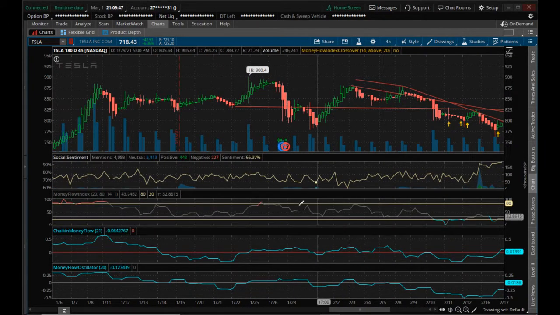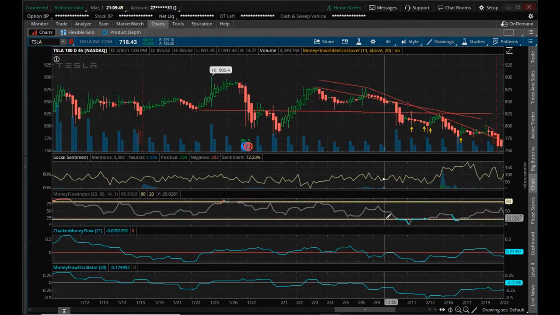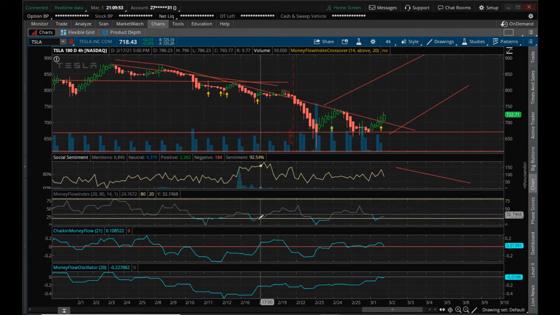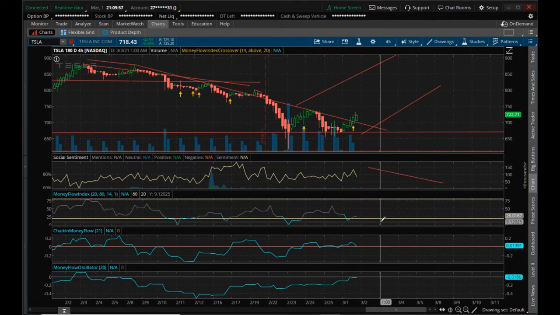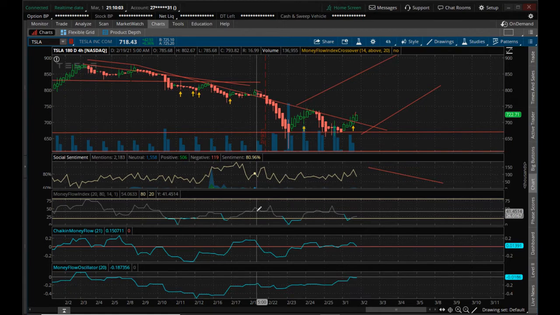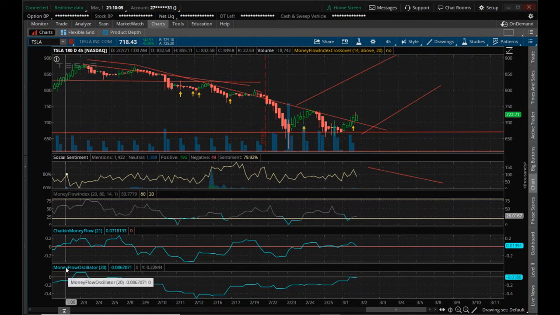This looks a lot like the RSI, but I think this would be way more accurate. Some even call this money flow the volume-weighted RSI. So this would be a volume-weighted RSI oscillator.